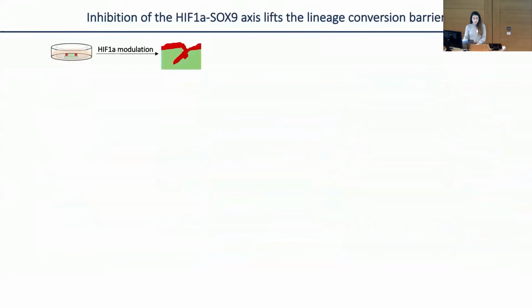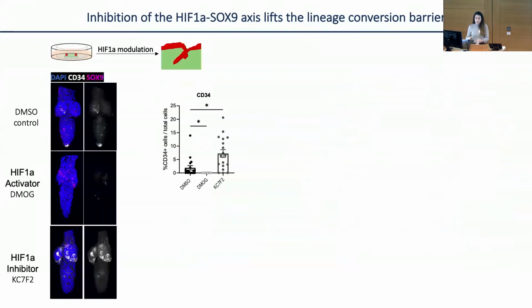To address that question, we used HIF1 alpha modulators and analyzed the expression of CD34 as a readout of lineage conversion. We found that while HIF1 alpha activator was abolishing CD34 expression, its inhibition was actually boosting it, suggesting that HIF1 alpha is acting as a barrier to lineage conversion.